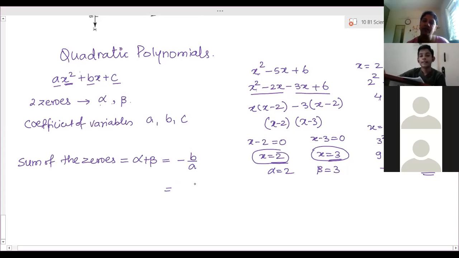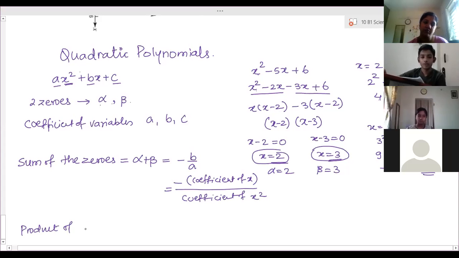So B is minus of the coefficient of x divided by the coefficient of x square, right? And then the second relation is the product of zeros, that is alpha into beta. This is equal to C by A. C is the constant term divided by the coefficient of x square.